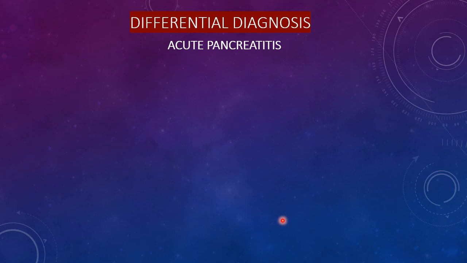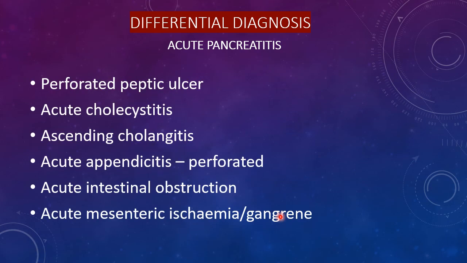Okay, what are the differential diagnoses for acute pancreatitis? Okay, these are the 6 common conditions that mimic acute pancreatitis: perforated peptic ulcer, acute cholecystitis, ascending cholangitis, acute appendicitis, especially perforated appendicitis, acute intestinal obstruction, and acute mesenteric ischemia causing gangrene of the intestine.